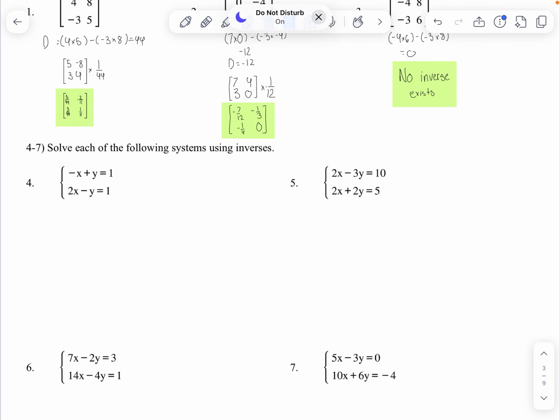In this video, we are going to be solving systems using inverses. So let's get started.